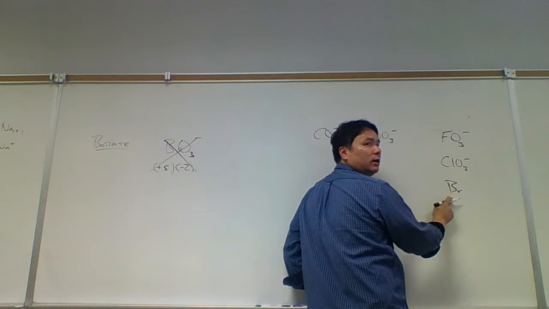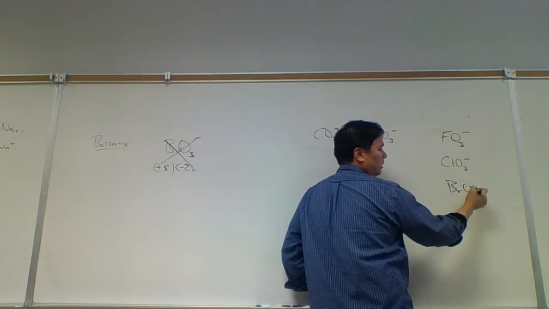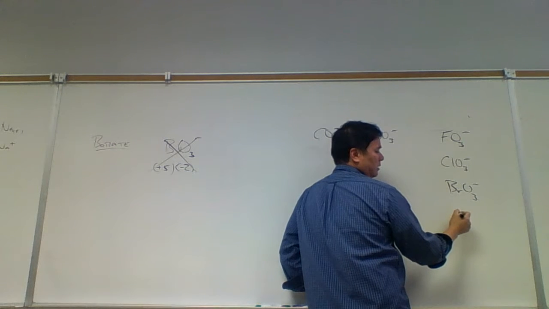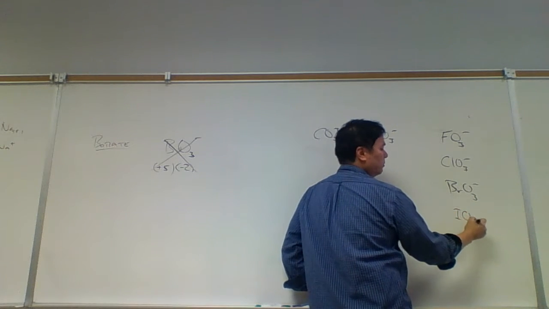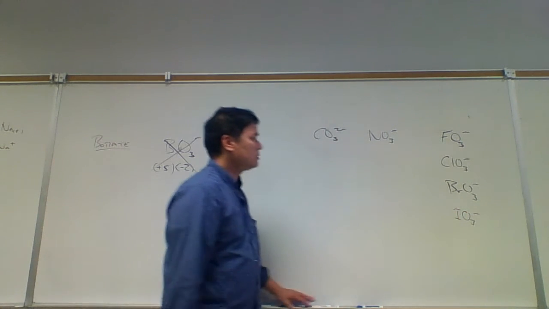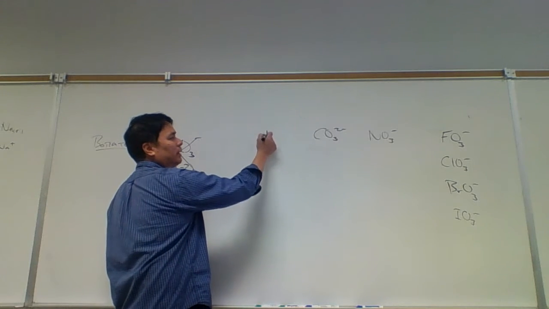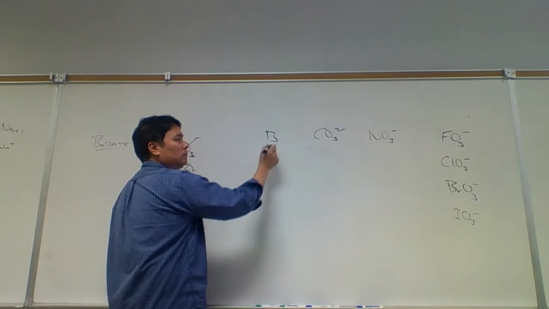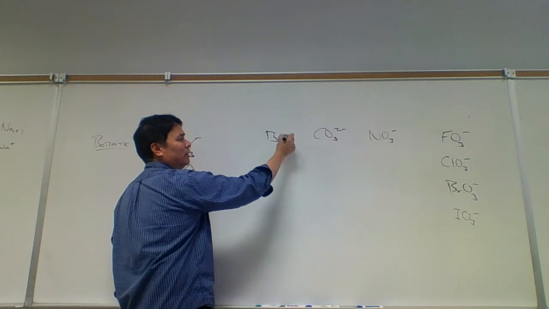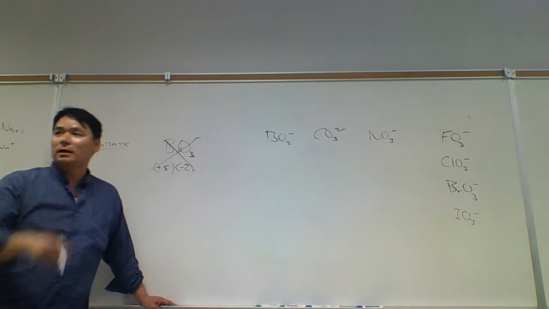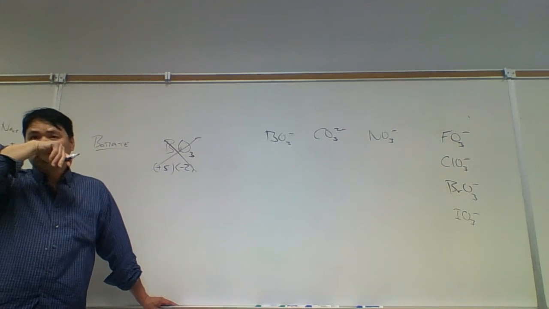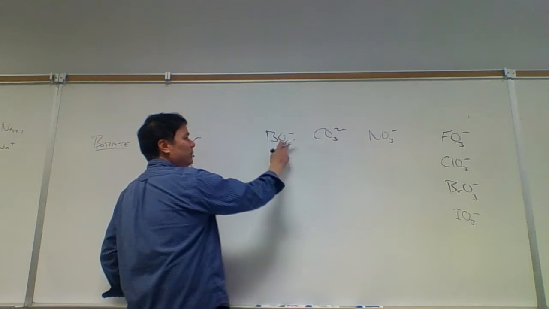Bromate? Not BO, BrO3. Iodate? IO3 minus. And so there's a pattern. And so what would borate be? BO2 minus? Does that look like it fits the pattern? BO3 2 minus?